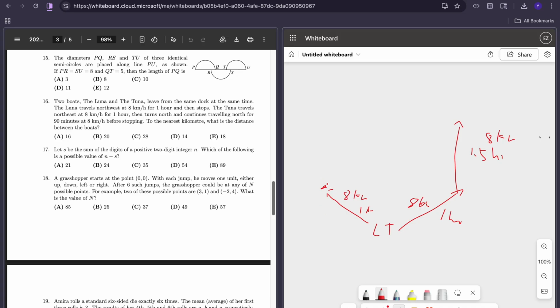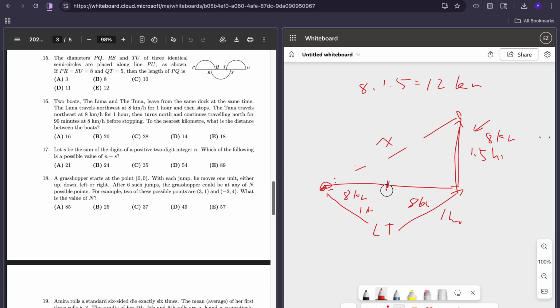Okay, this is really easy. These 2 dots, we connect, and this distance x is what we're looking for. And we just need to apply the Pythagorean theorem. So we need to look for this length and this length. This length is equal to 8 times 1.5, which is equal to 12 km.